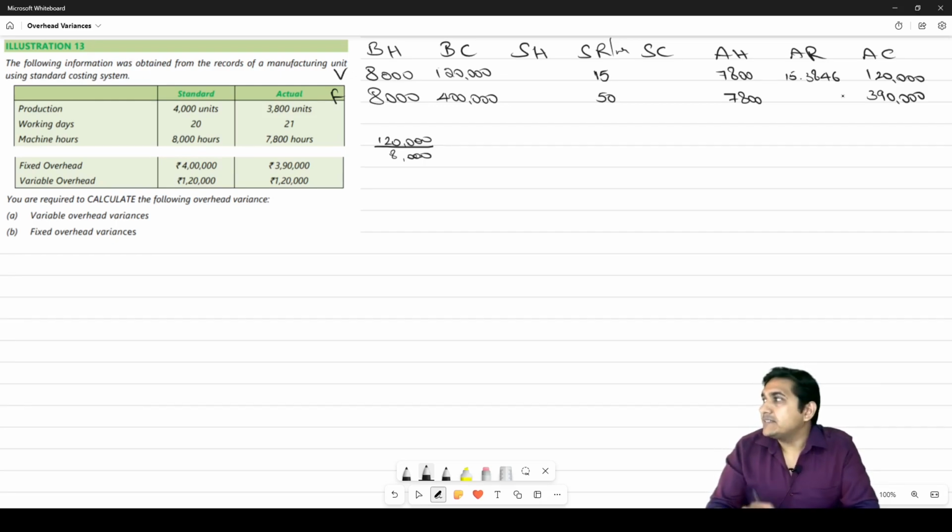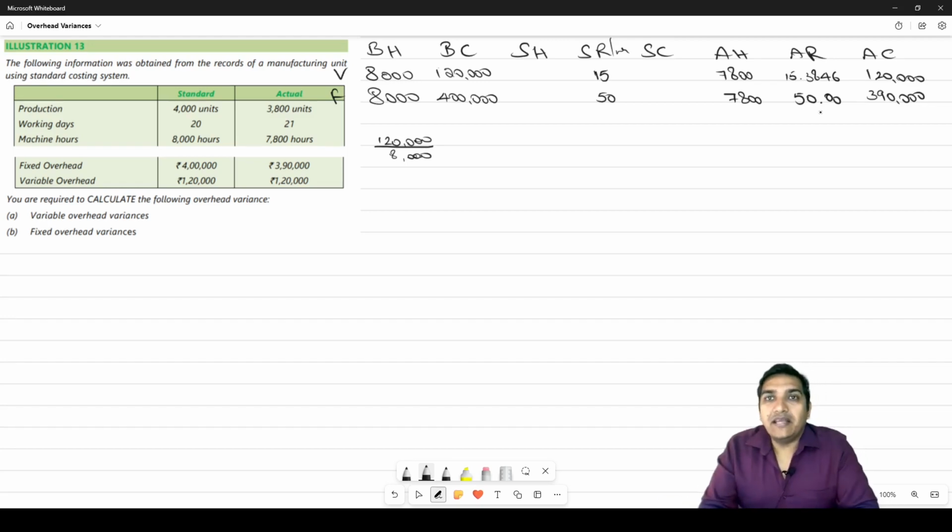15.3846. Next, we will calculate our actual rate for fixed overheads. 3,90,000 divided by 7,800, we get 50. Right?